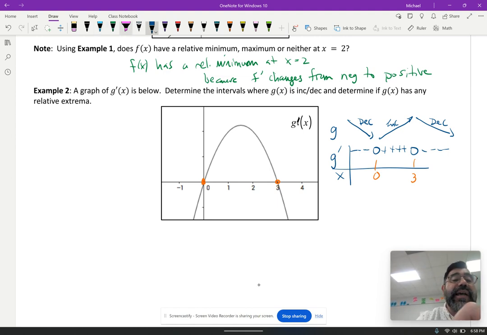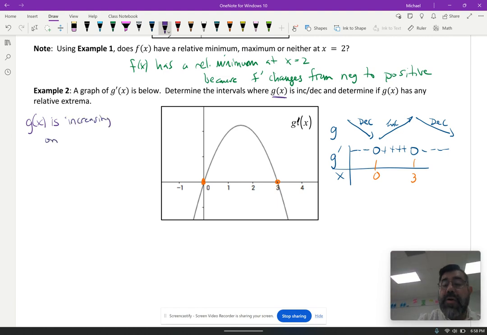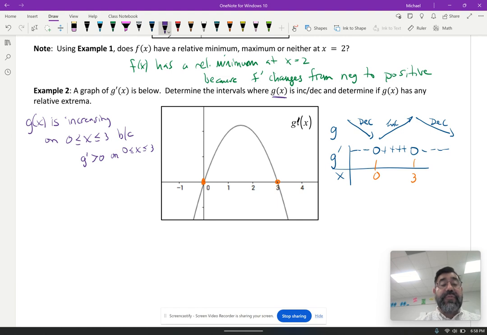So we can say that g of x, because this is a question about g of x, not g prime, is increasing on the interval from 0 to 3 because g prime is greater than 0 on that interval. I'm just going to say on that interval from 0 to 3. The reason that we know that g is increasing between 0 and 3 is because the derivative of g is greater than 0. It's positive between 0 and 3.